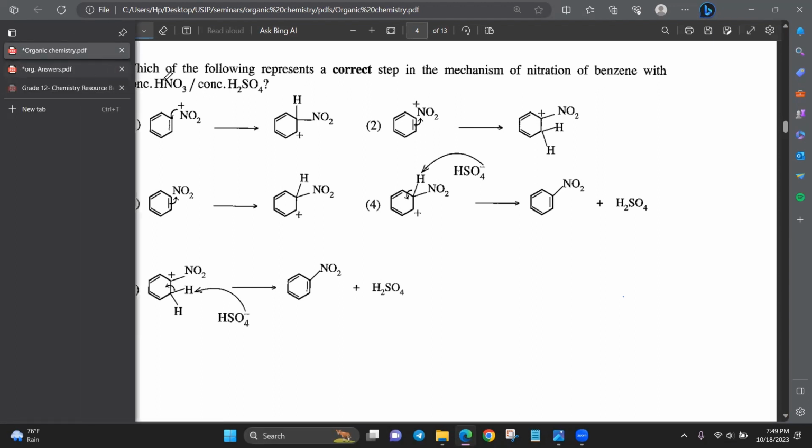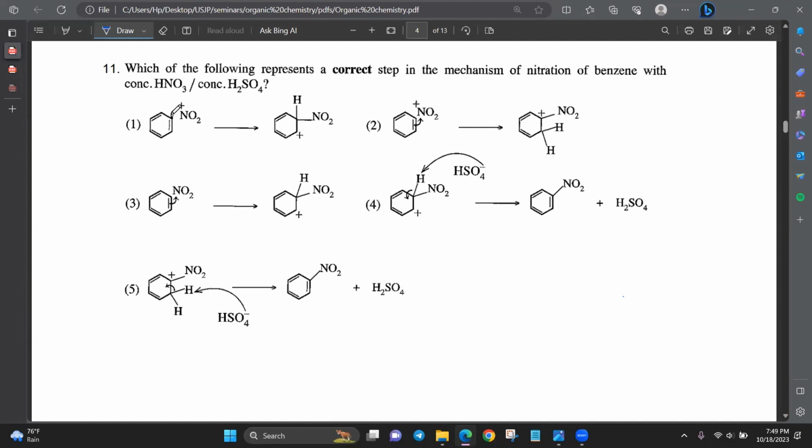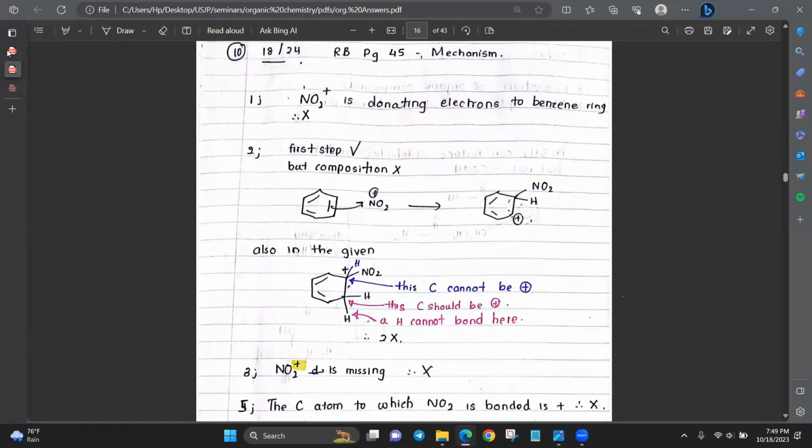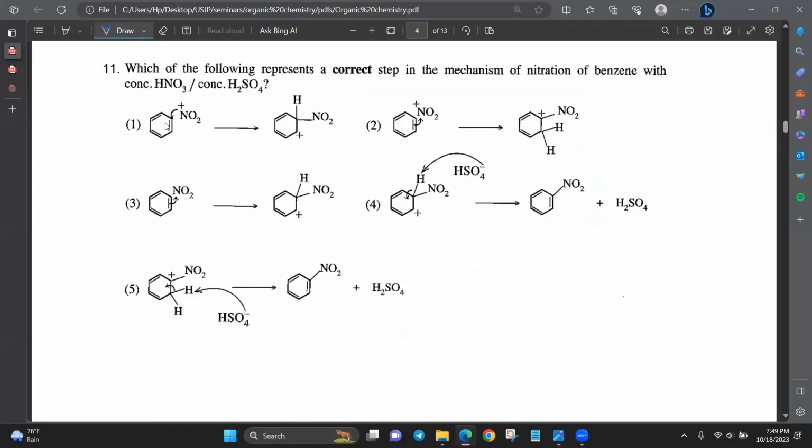So if we consider the first one, what is happening here? NO2 plus is donating electrons to this benzene ring. That cannot happen, right? In the nitration mechanism, this double bond is breaking and NO2 is joining. That is what is happening. So this is wrong.